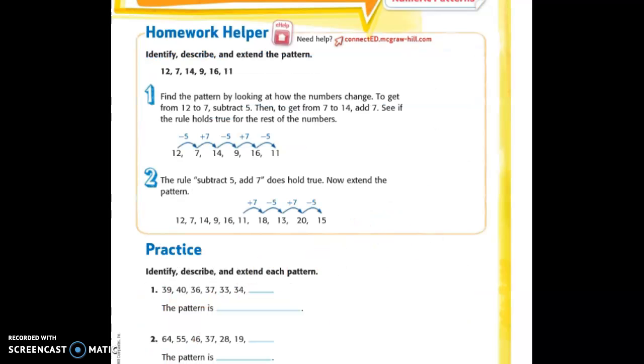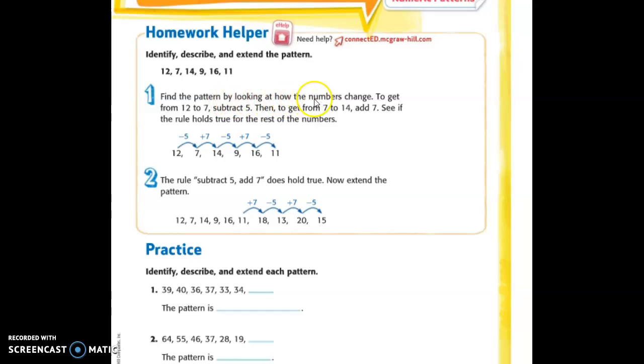So I've skipped ahead to the homework, and these are the problems that are a little bit more complicated, and they do involve subtraction, which we did not see in the examples that were given. So identify, describe, and extend the pattern: 12, 7, 14, 9, 16, 11. So you can see there's not a consistent increasing or decreasing. So it's a little bit different.